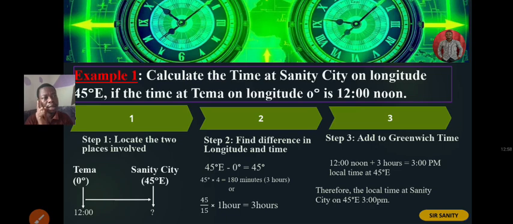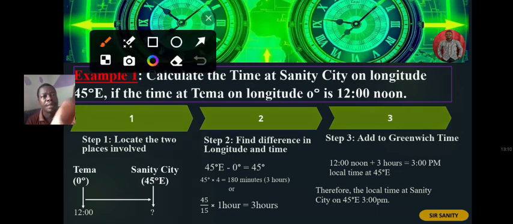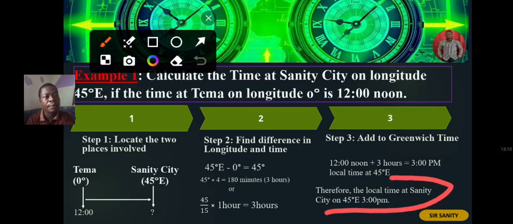In the evening at local time at 45 degrees east. Therefore, the local time at Sanity City on 45 degrees east is 3 o'clock p.m. as our answer. That is our example 1.